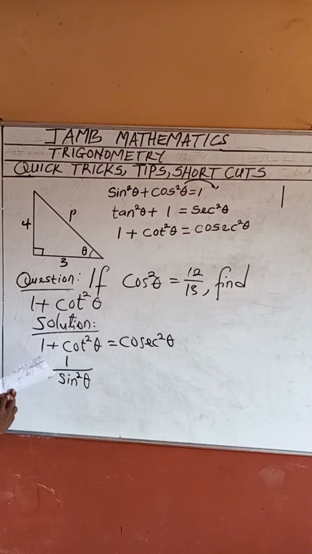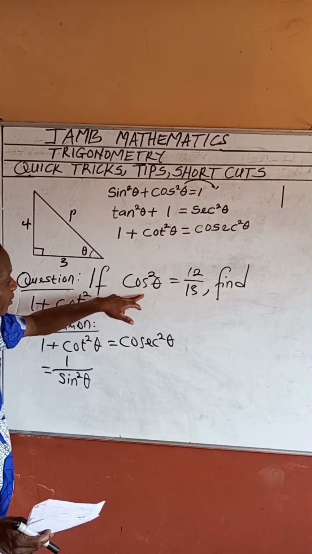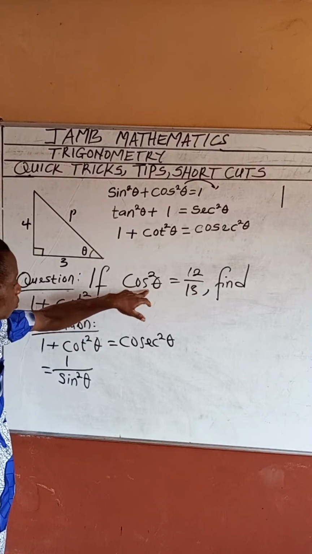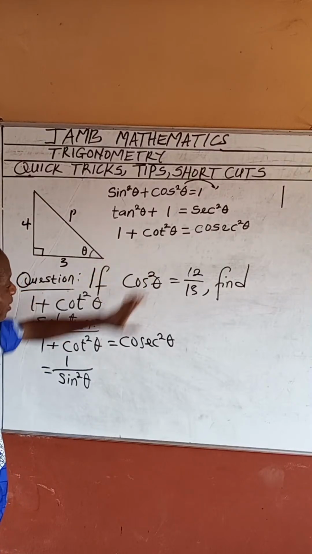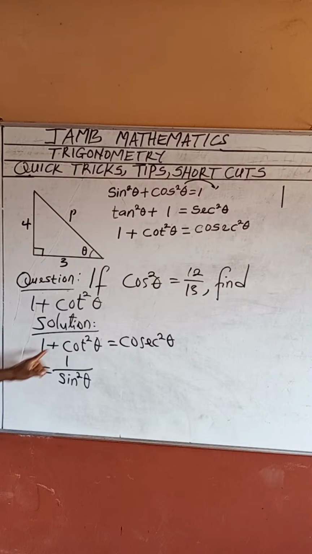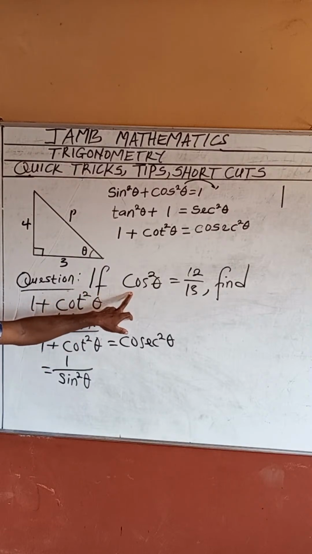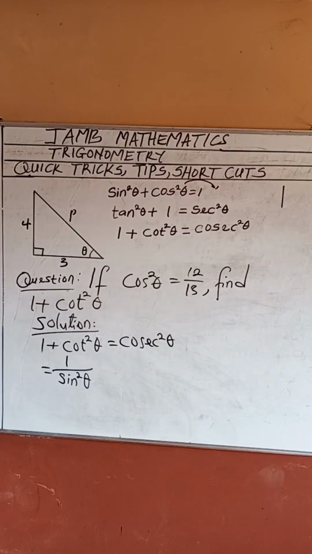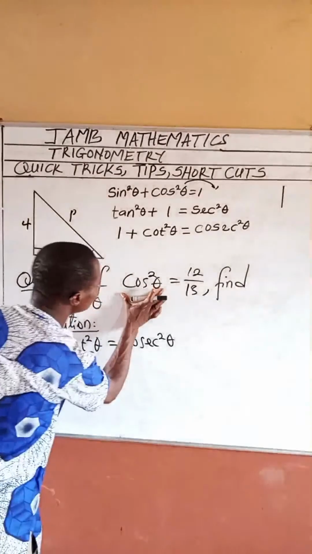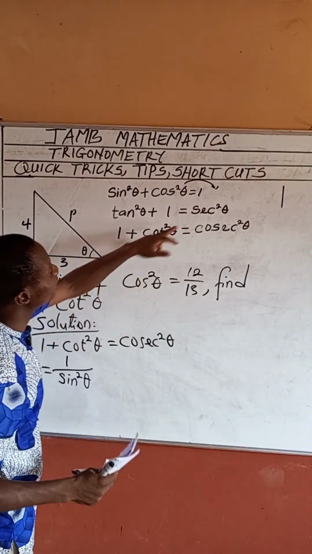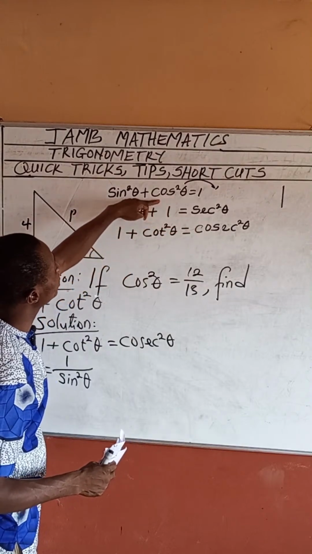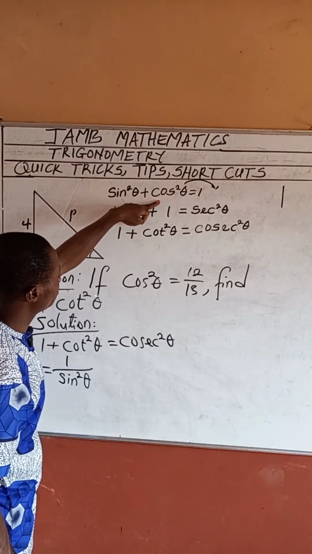All right. Now the question is, how do I get sine? This is cos square theta. You get it? Somebody is going to ask me, how do I get this? Now, what is 1 over cos square theta? Where do we get cos square theta? We already have cos square theta here.